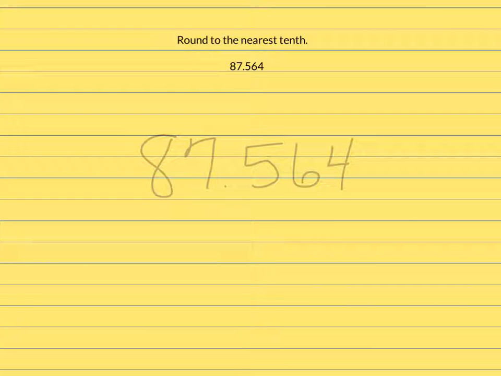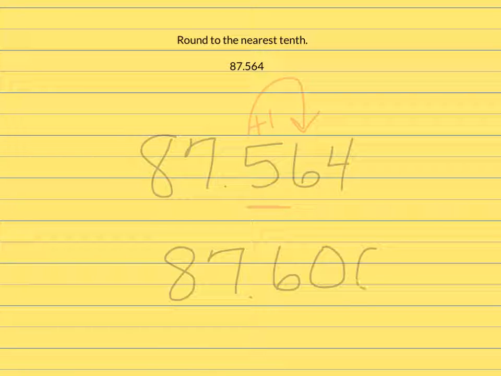Next one says to round it to the nearest tenth. So I'm going to go to my number in the 10th place, underline it, go to my neighbor on the right. Because my neighbor on the right is 5 or more, I'm going to add 1 to the 5. So that makes this 87 and 600 thousandths, because everything behind becomes a 0.